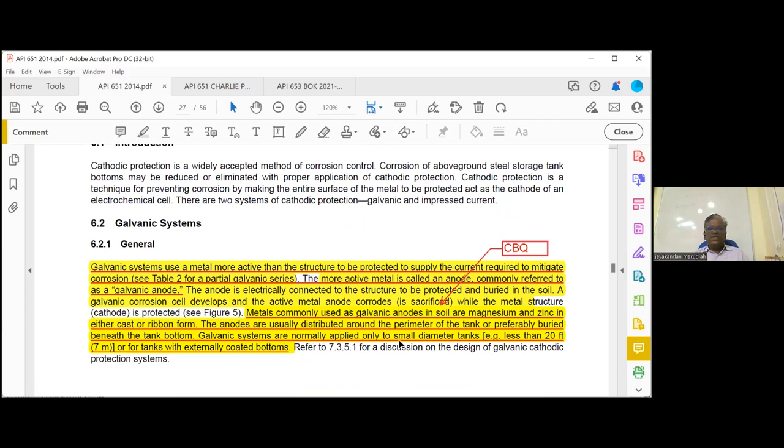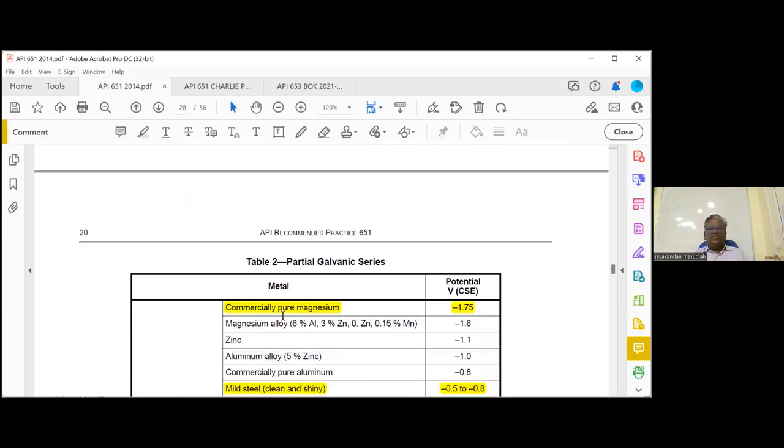Galvanic systems are normally applied only to small diameter tanks less than 20 feet or tanks with the externally coated bottom. So they are suitable for the small diameters. That is closed book question.